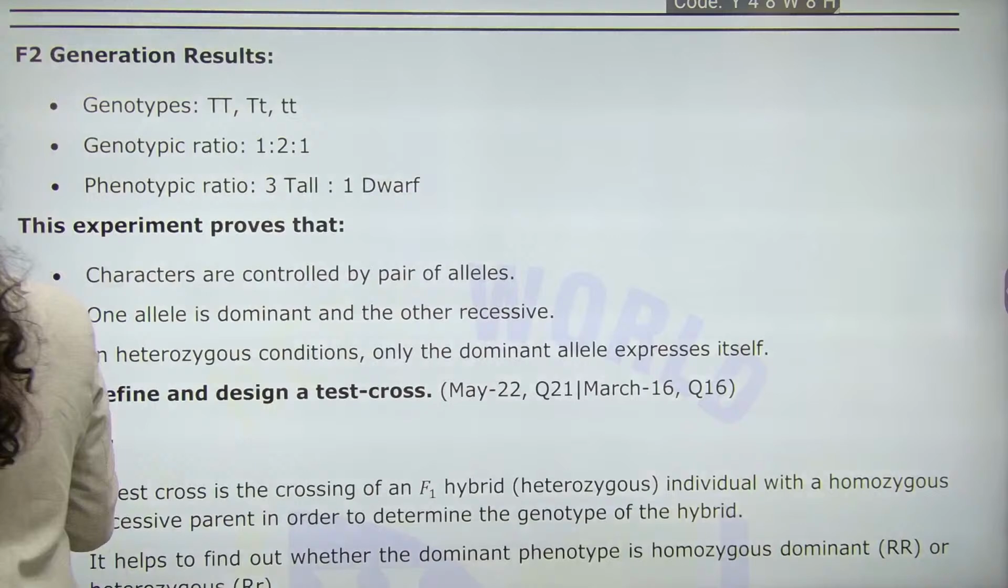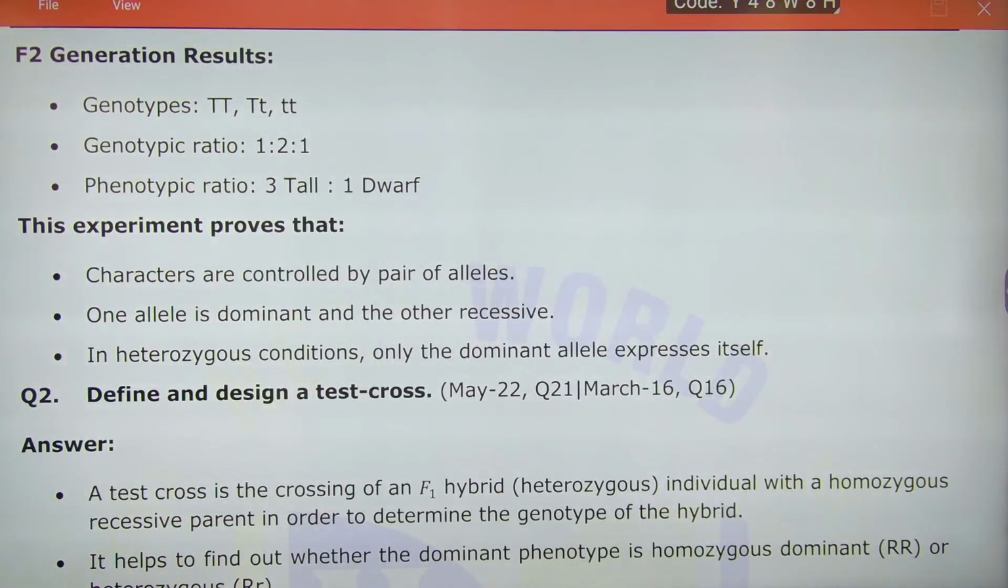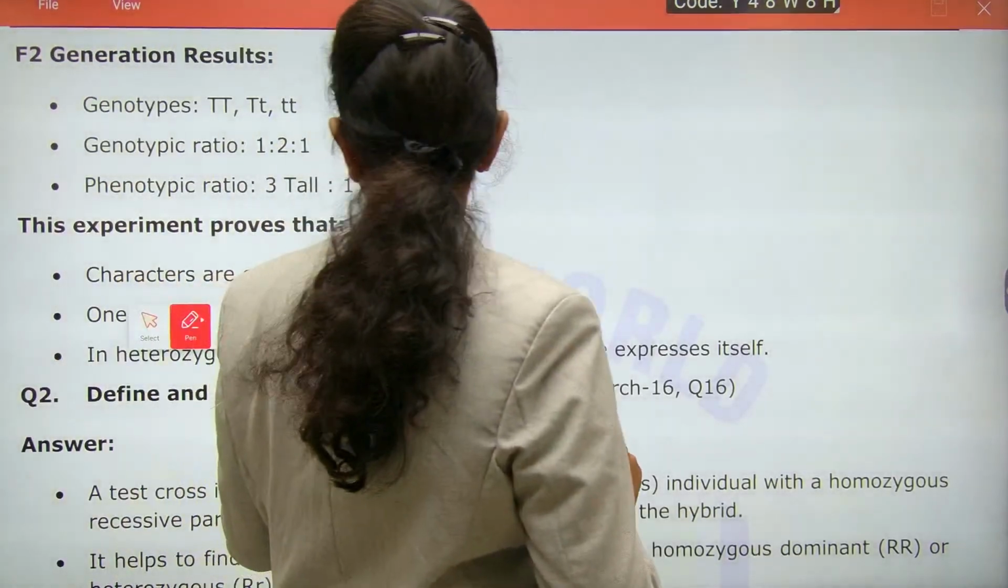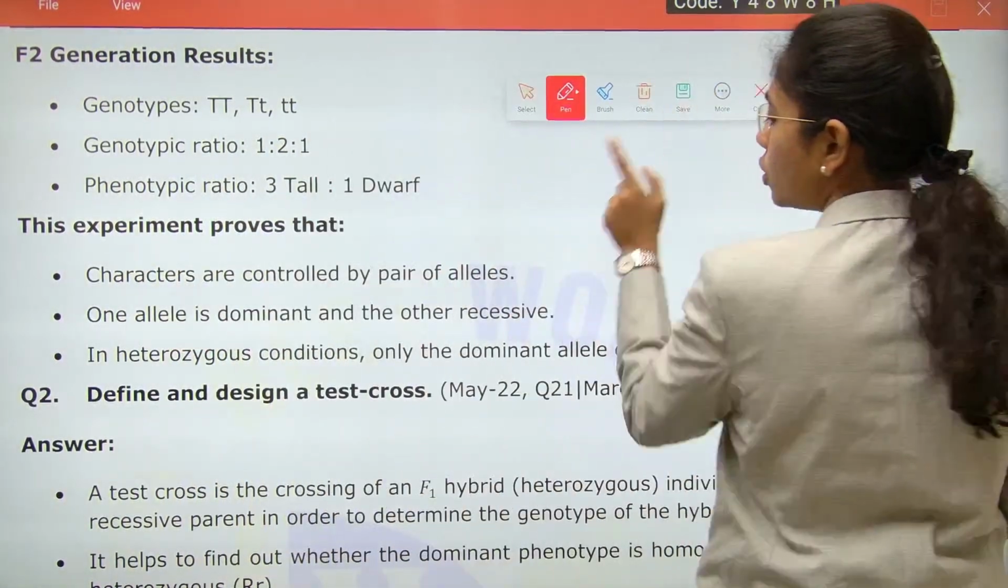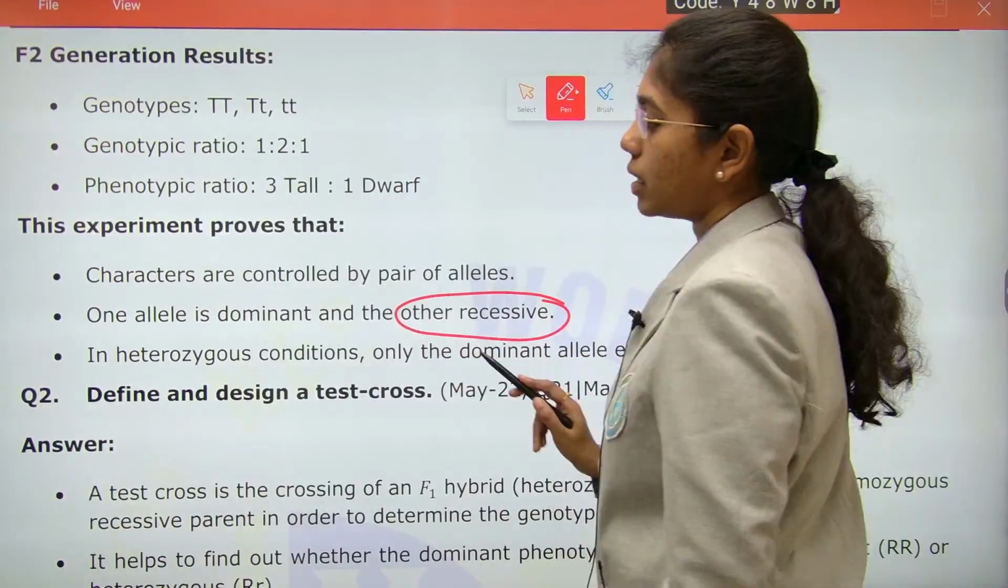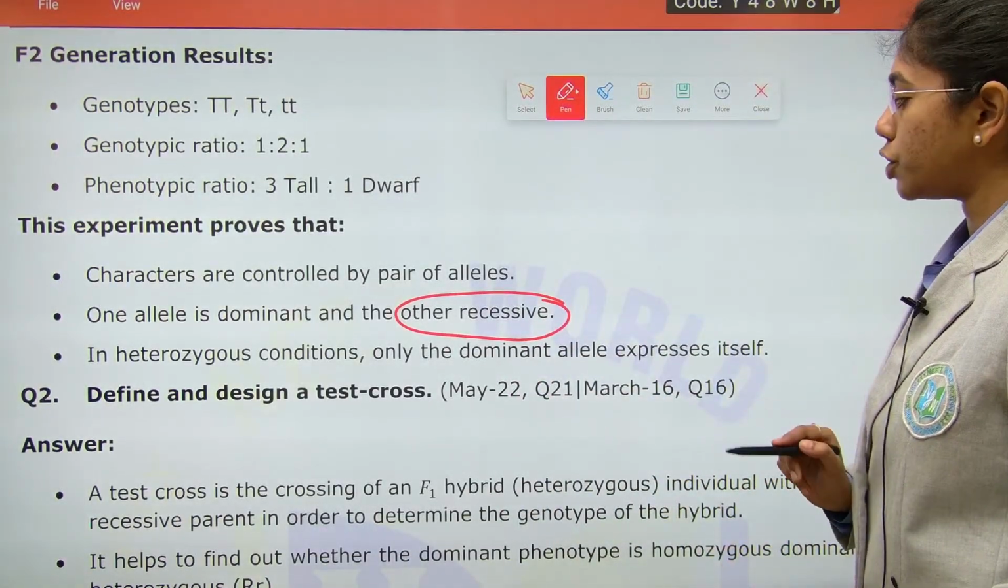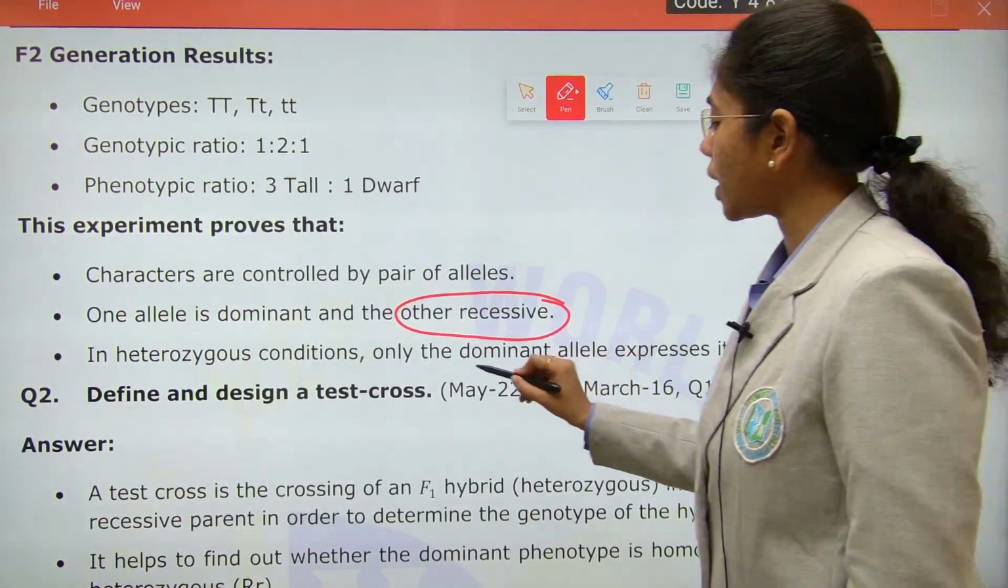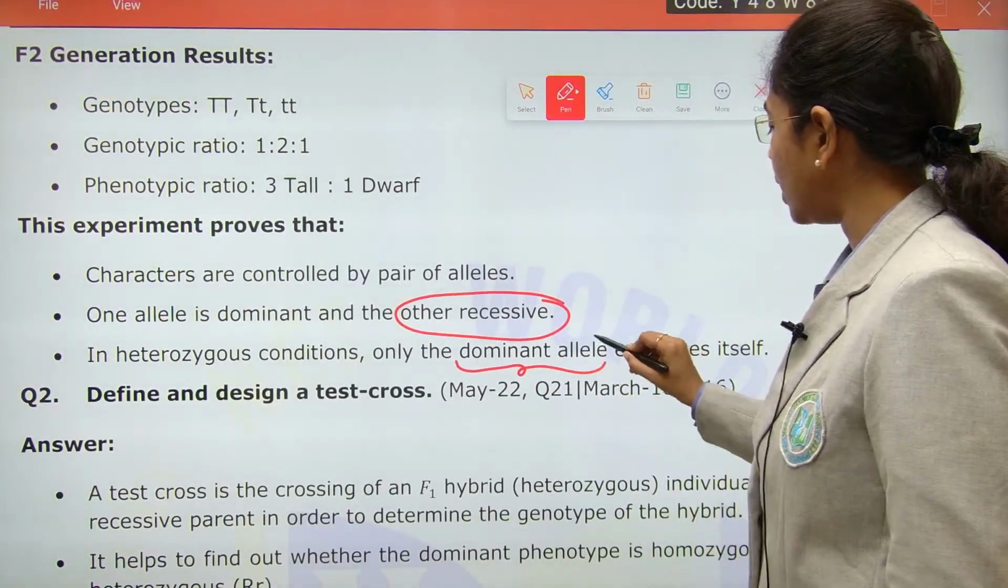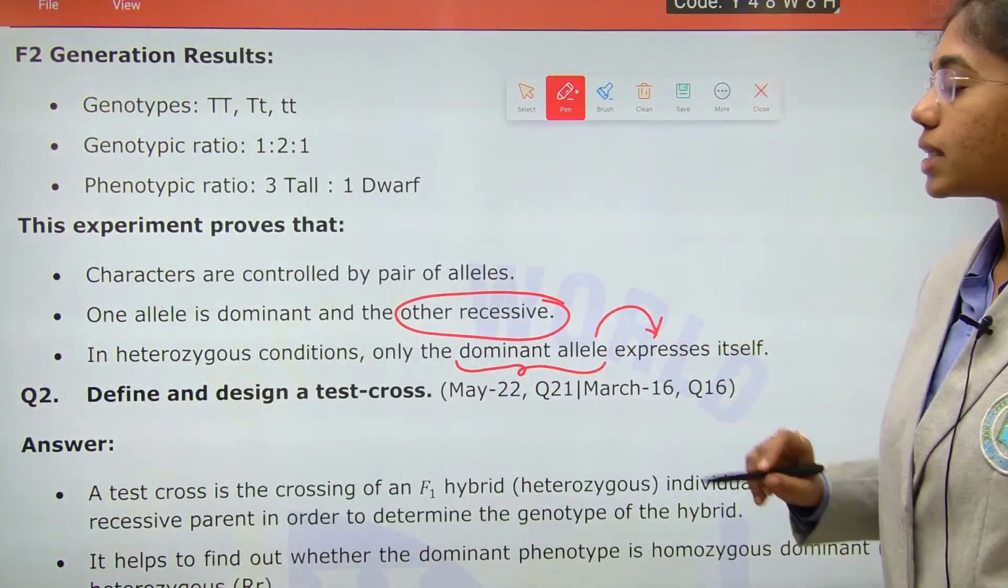What are the key features of law of dominance? Characters are controlled by pair of alleles, where one is dominant and the other will be recessive. In heterozygous condition, only the dominant allele will be expressed here. Only dominant allele is expressed in heterozygous condition.